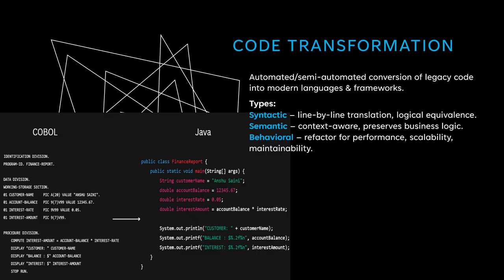So let's explore a little bit more about code transformation. Code transformation lies at the heart of mainframe modernization, as we just saw. It refers to the automated or semi-automated conversion of legacy code into modern languages and frameworks. This can be syntactic, semantic, or behavioral, each preserving functionality in different ways while enabling better scalability and maintainability. Here is an example of a COBOL code of a finance organization converted to Java code. This is a simple example of how the syntax and the semantics, along with the behavioral aspects of the code, remain the same.